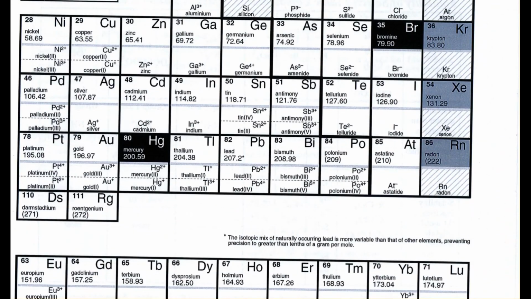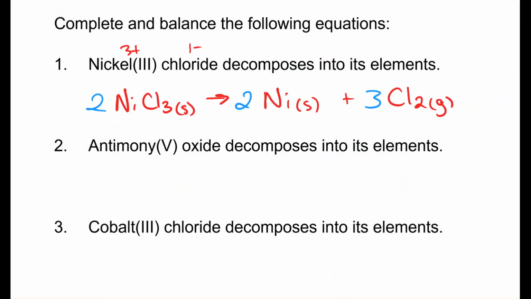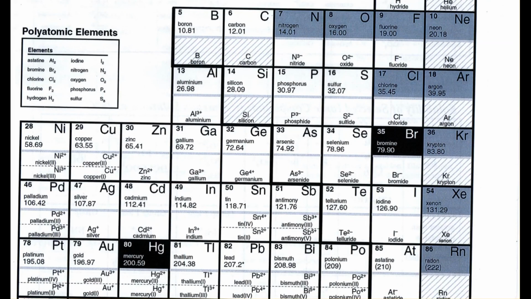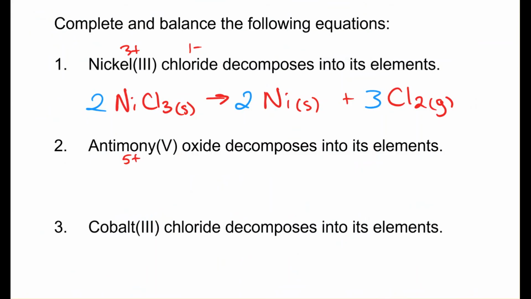Yes, here we go. Antimony is right here, element number 51, and it's saying antimony V. What's the charge on antimony V? I should hear all of you say 5 plus. Okay, so antimony V means antimony 5 plus. Perfect. So this is 5 plus. Oxide, you can look at it in your periodic table. It's 2 minus. All right, no problem.